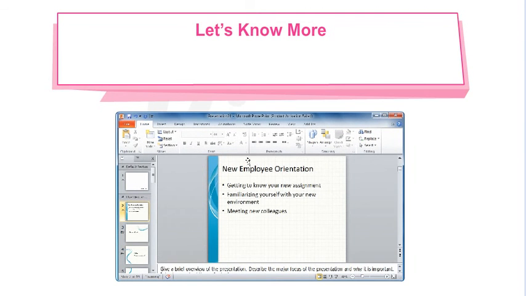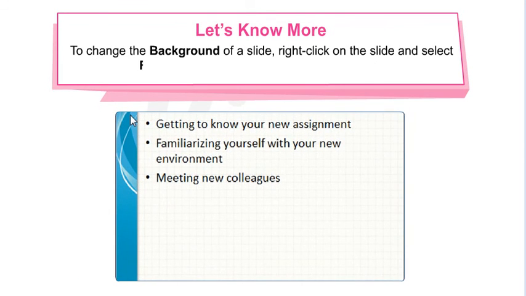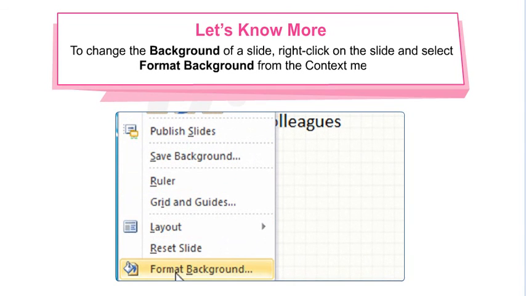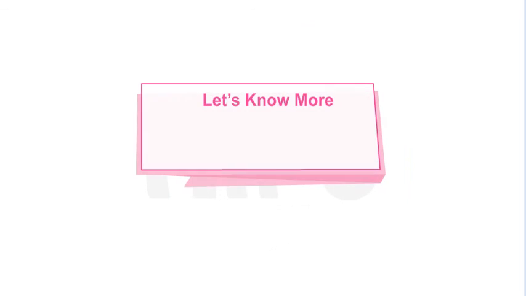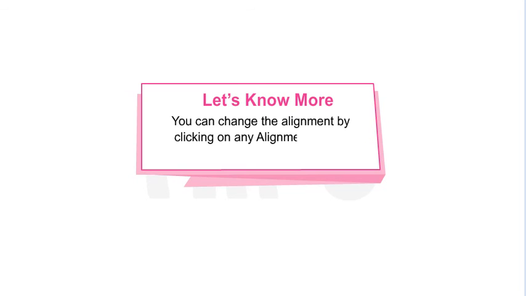Let us know more. To change the background of a slide, right-click on the slide and select Format Background from the context menu. Choose the desired fill from the available options. Okay, now let me know more. Alignment refers to the placement of text on a slide. You can change the alignment by clicking on any alignment button on the Home tab.